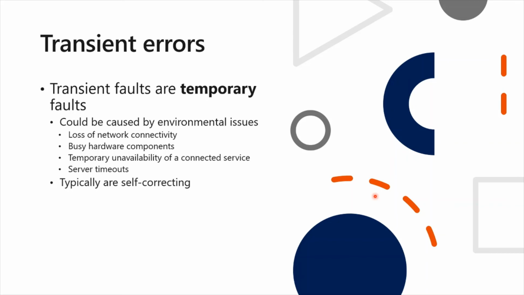For example, a database service that's processing a large number of concurrent requests can implement a throttling strategy that temporarily rejects any further requests until its workload has eased. An application trying to access the database might fail to connect, but if it tries again after a delay, it might succeed. So, temporarily down.